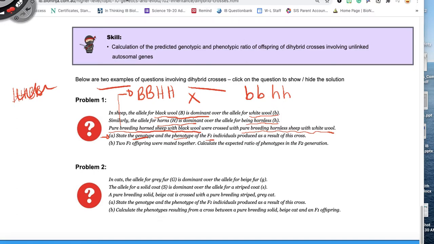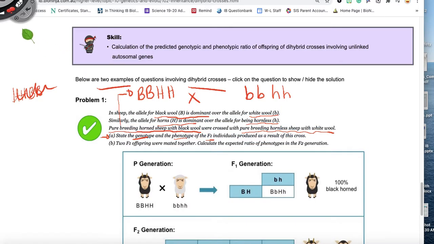So let me expand so you can look at the answers here. And this is what we have so far, right? We're crossing this black wool horned sheep with this white wool hornless sheep, right? And because the parents can only have one possible gamete combination, that means that you don't even have to do a dihybrid cross, right? You know that you're going to end up with 100% black horned.